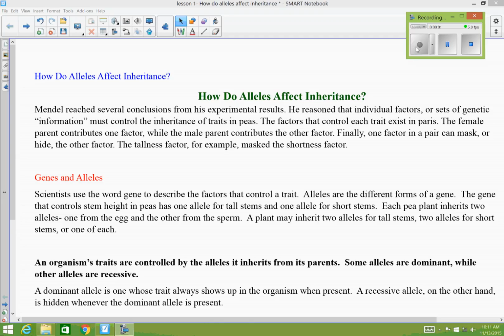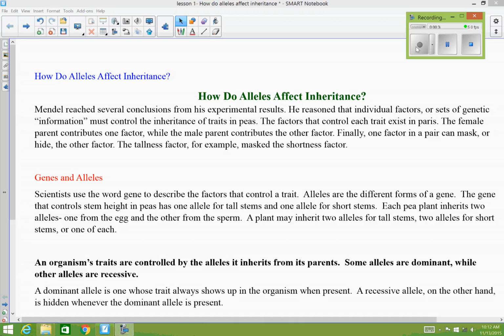Mendel reached several conclusions from his experimental results. He reasoned that individual factors, or sets of genetic information, must control the inheritance of traits in peas. The factors that control each trait exist in pairs. The female parent contributes one factor, while the male parent contributes the other factor. Finally, one factor in a pair can mask or hide the other factor. The tallness factor, for example, masks the shortness factor.